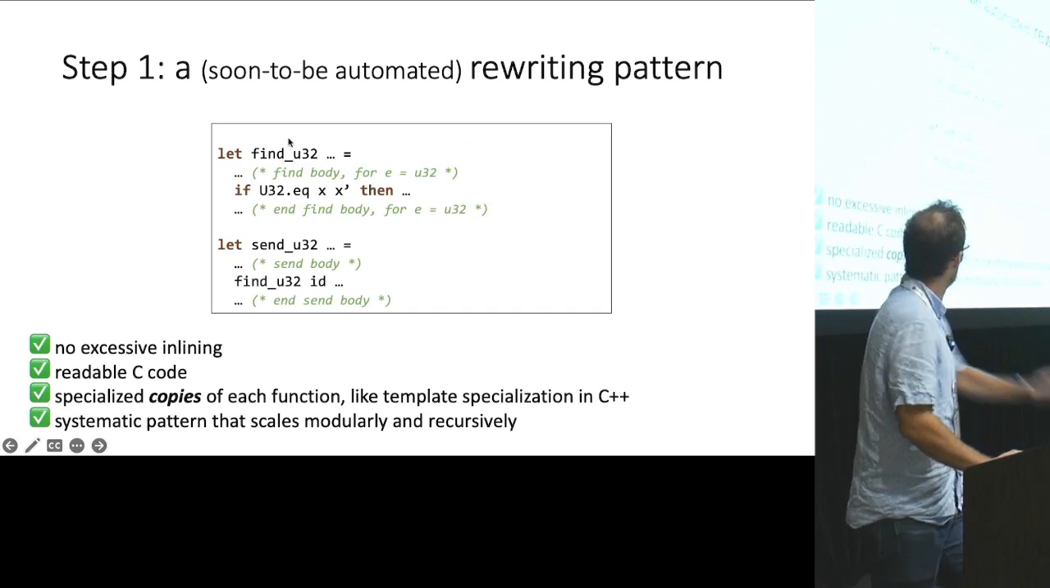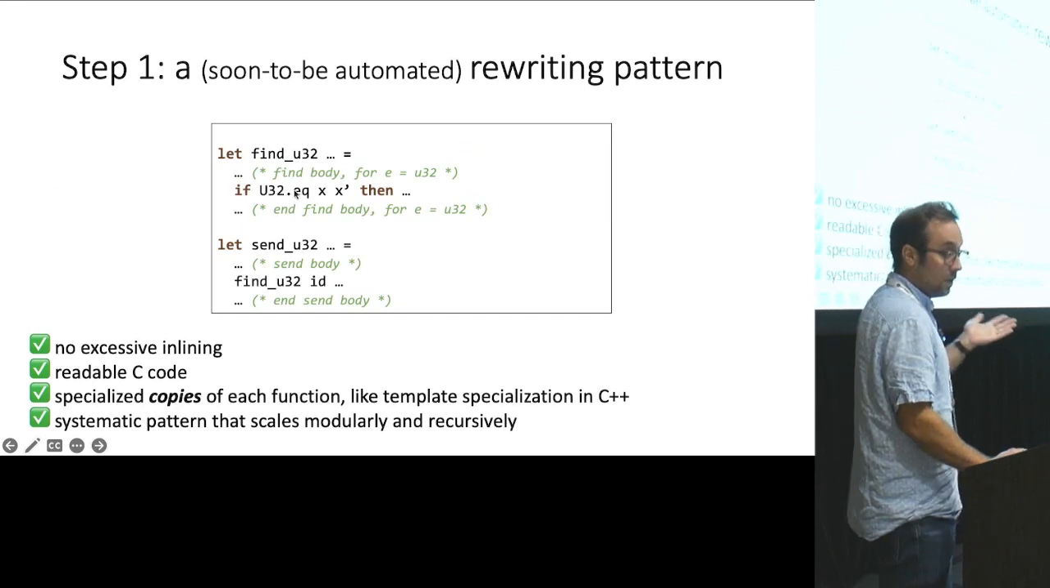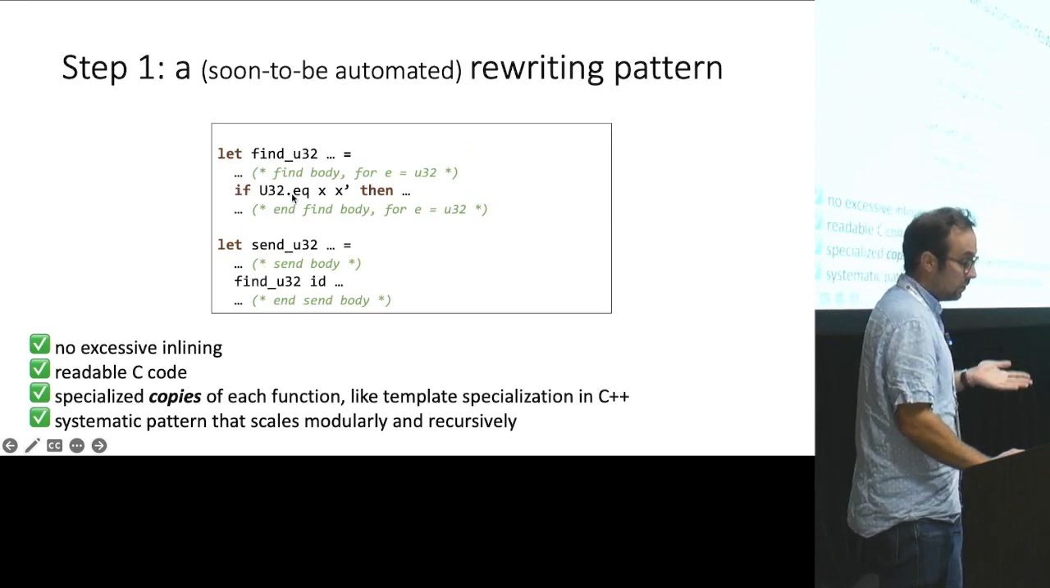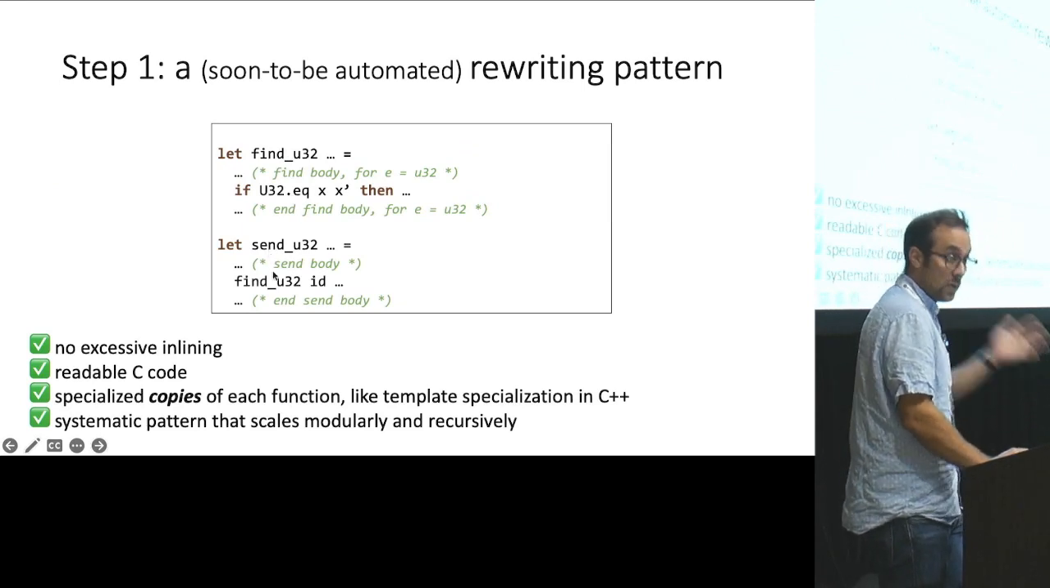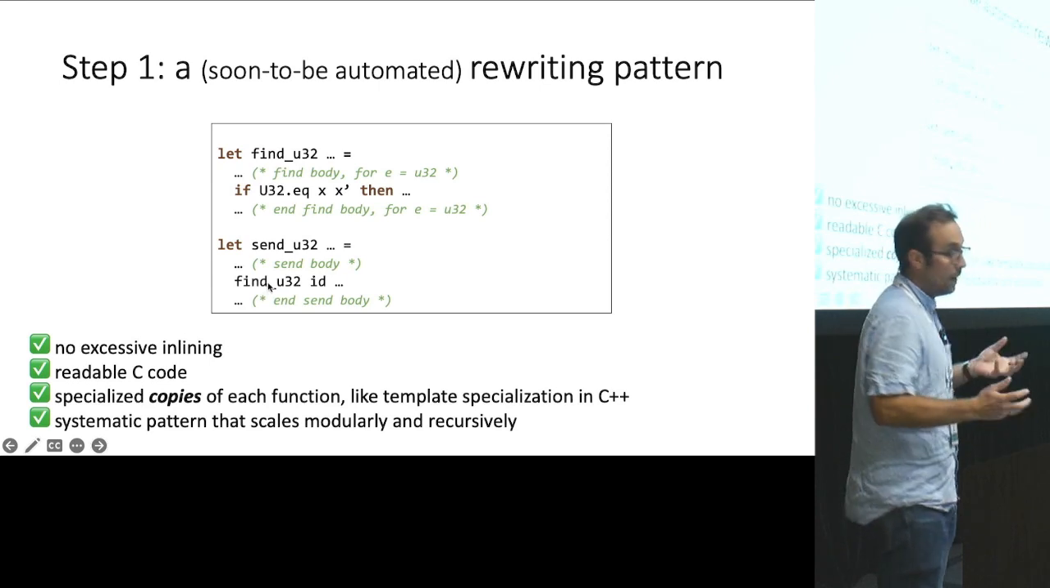We get a specialized find U32. It calls the monomorphic U32 equality, and the send function is not aggressively inlined. It actually is specialized for U32 and calls the find U32 function. And that's the essence of our technique.